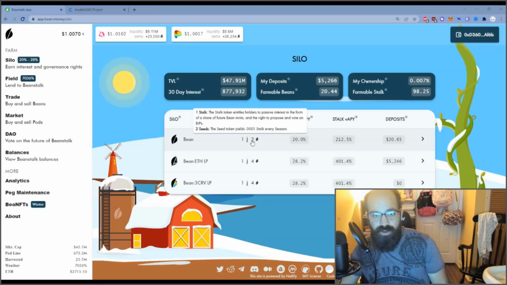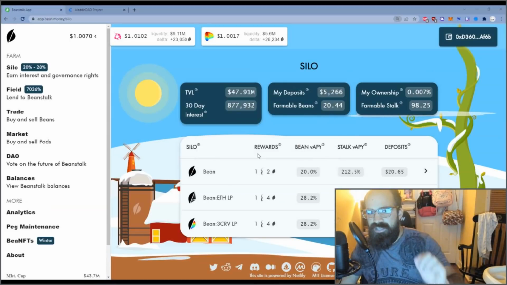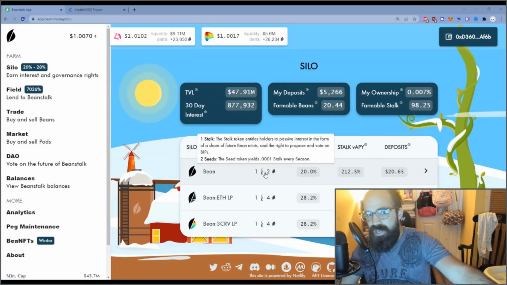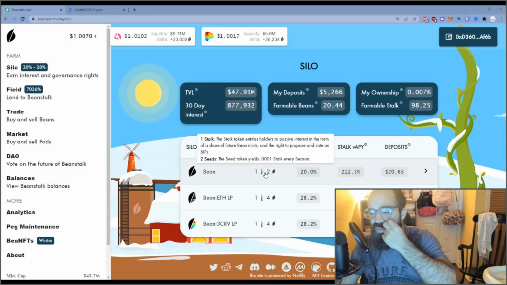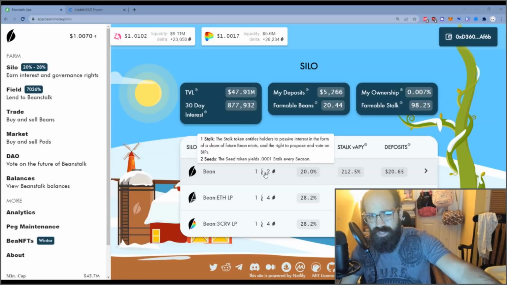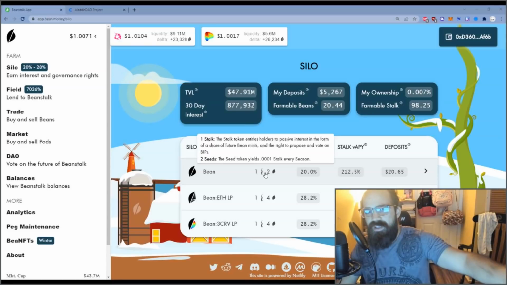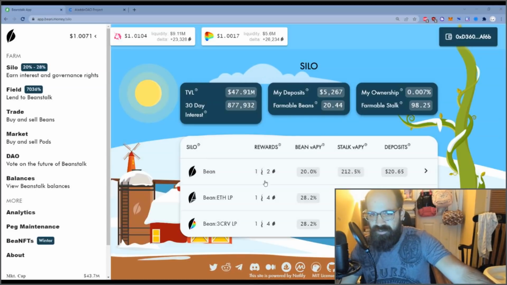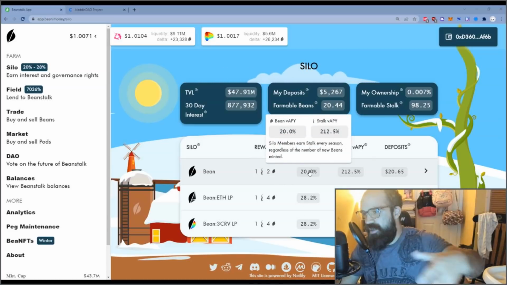I don't know how well you guys can see, so let me zoom in a bit. You can see it says the seed token yields 0.0001 stock every season. Now, you get 2 seeds per dollar. So if you have a bunch of seeds, you'll get hopefully closer to 1 stock per season. Again, you have a season per hour, so you'd get 0.0024 stock per day per seed. I know it's a bunch of vocabulary to understand. Basically, all you need to know is that seeds create stock and stock gets you yield.